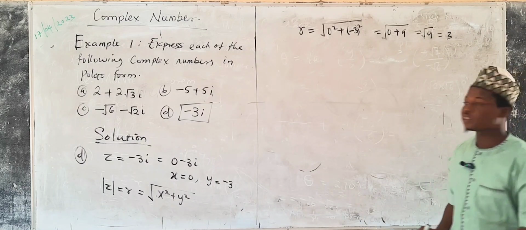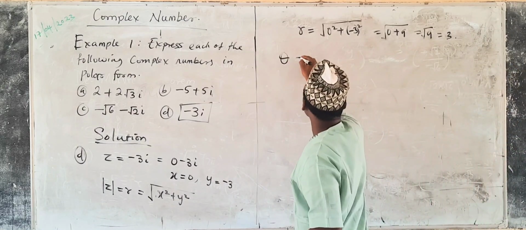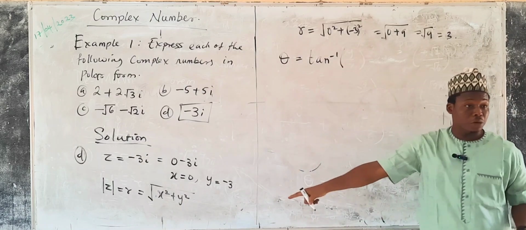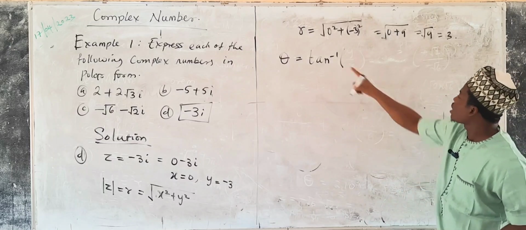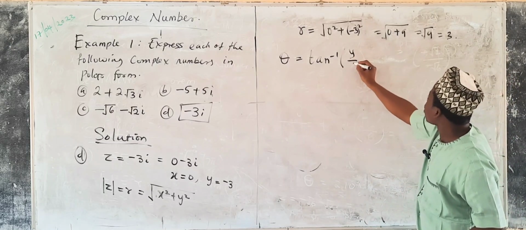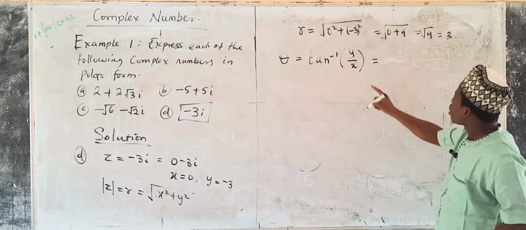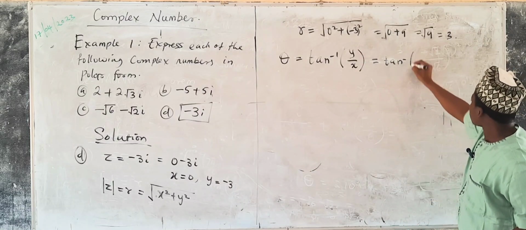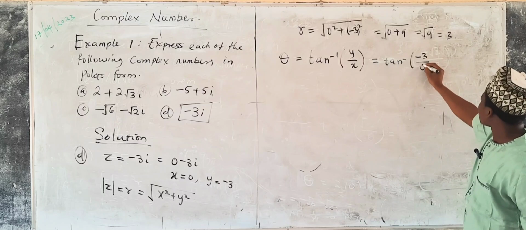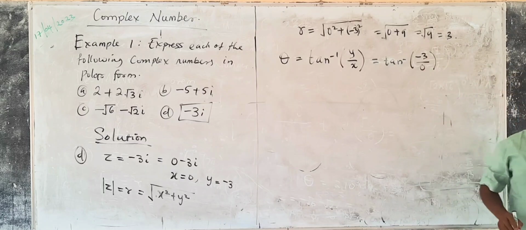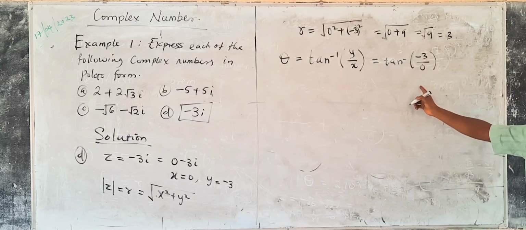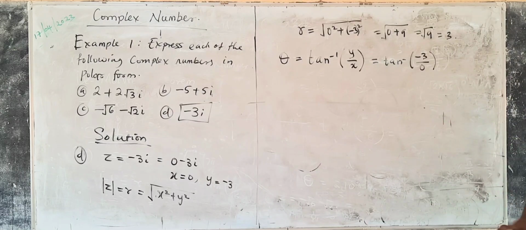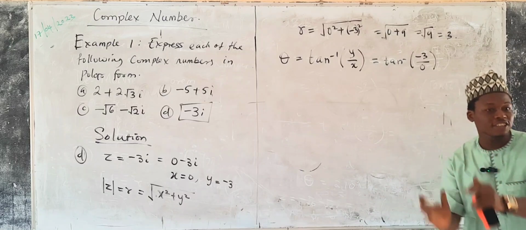So our r is 3. Now our theta. Theta is equal to the tan inverse, which is the argument of the complex number, right? Now the tan inverse of y over x. Our y is minus 3. So tan inverse of minus 3 divided by 0. Now, minus 3 over 0 is undefined, right?